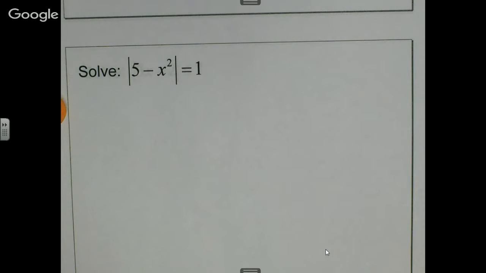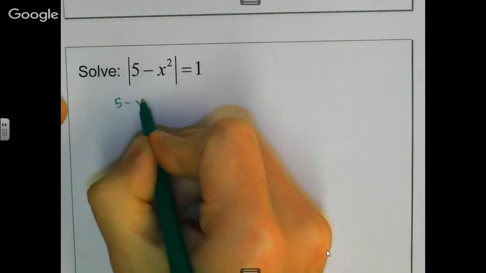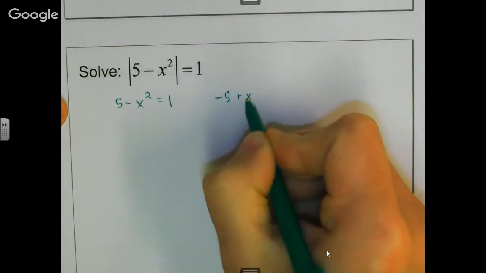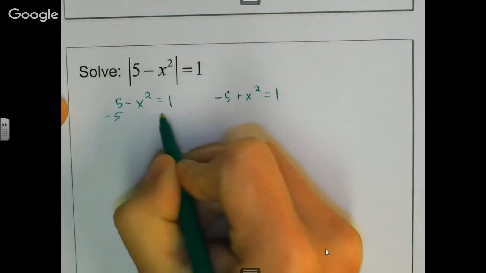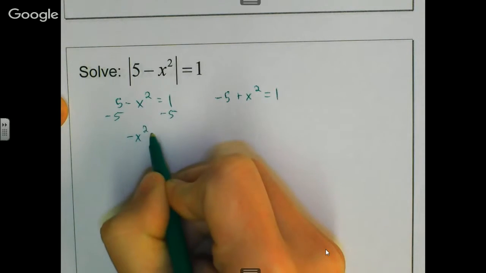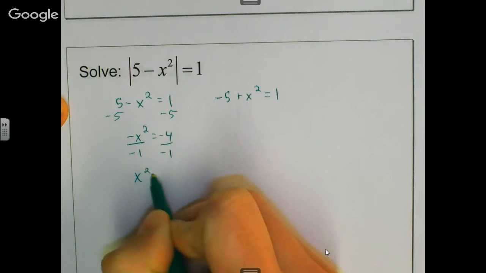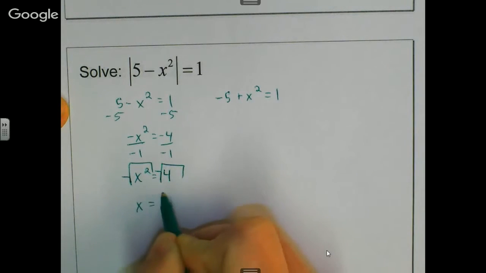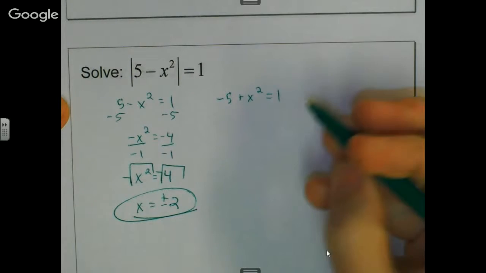The absolute value of 5 minus x squared equals 1. Again, the absolute value is alone, so we're good. We'll take 5 minus x squared equals 1, and negative 5 plus x squared equals 1. So minus 5 minus 5, negative x squared equals minus 4. Divide by negative 1, x squared equals 4. Square root both sides, x equals plus minus 2. There's one part. Now we got to do the other side.